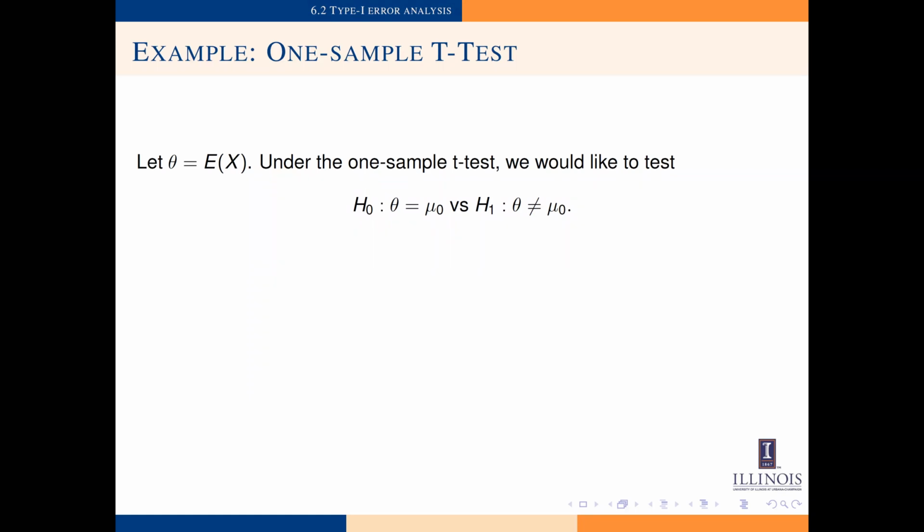Our example concerns the one sample t-test. Let theta denote the expectation of x, where x is a random variable. We know that this is essentially the same as mu of x, which is the theoretical mean of x. Under the one sample t-test, we would like to test the following null and alternative hypotheses. The null hypothesis H0 is given by theta is equal to mu0, where mu0 is some pre-specified value that we want to test. For example, we might want to test, is the mean of this distribution equal to 0, or is it equal to something else? Then the alternative hypothesis is just the complement of this, which is theta is not equal to mu0.